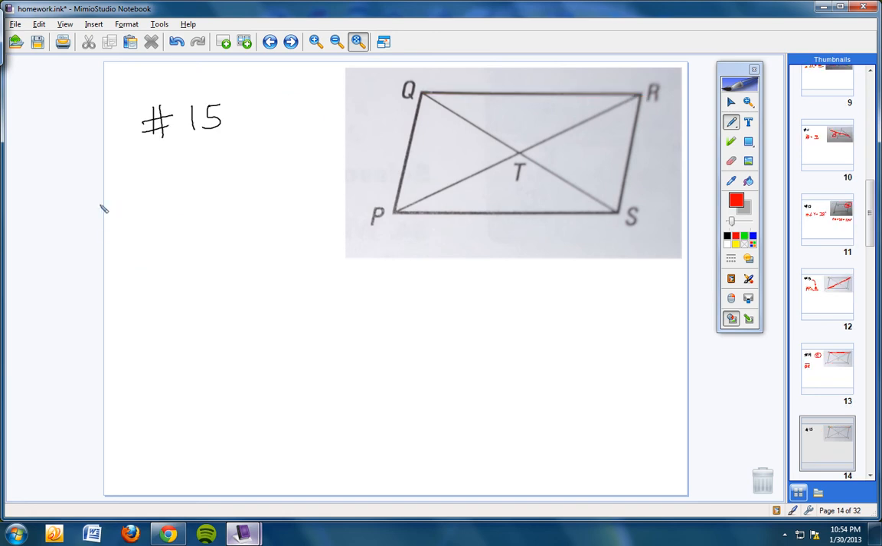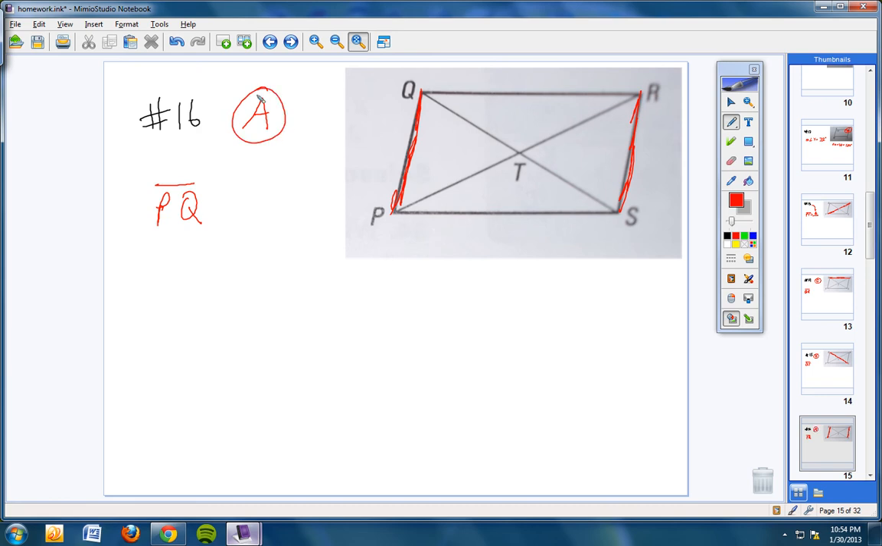Okay, number 15, they want us to find a segment that is congruent to QT. Here's QT. So congruent to that would be TS. Let's see if we can find that somewhere. ST, letter D. So the answer to 15 is D as in dog. And then number 16, they want us to find a segment that is congruent to PQ. Here's PQ, and obviously what's congruent to PQ is RS. So that would be letter A. The answer to 16 is A.